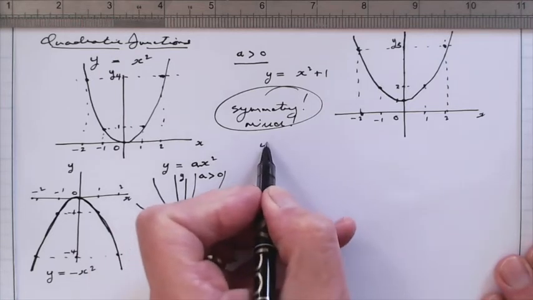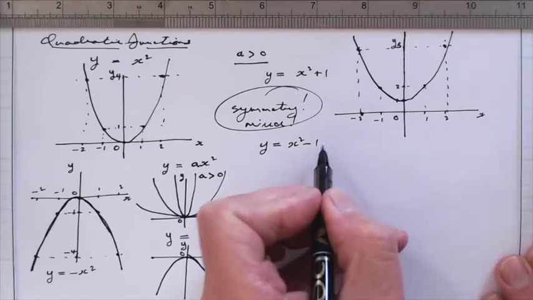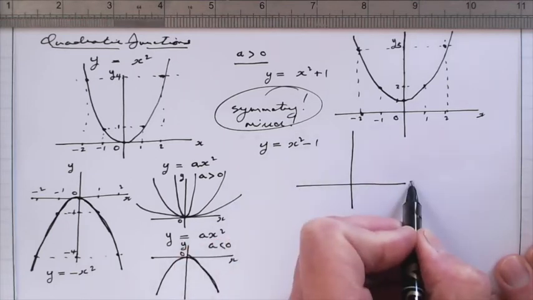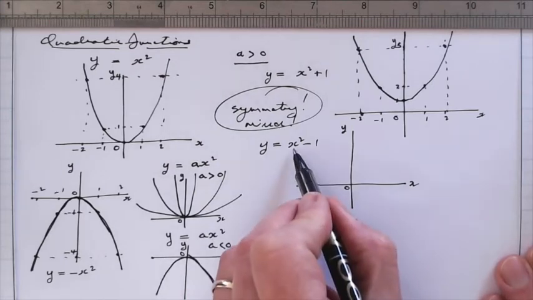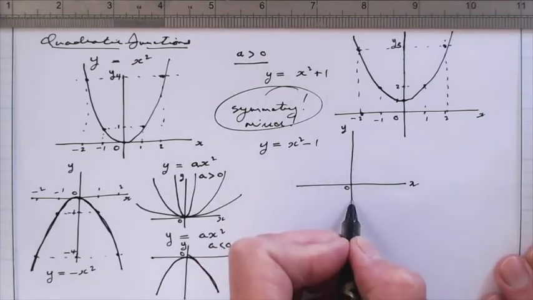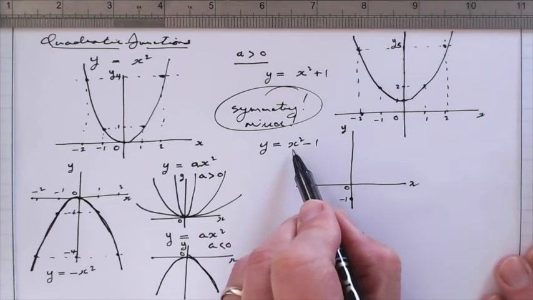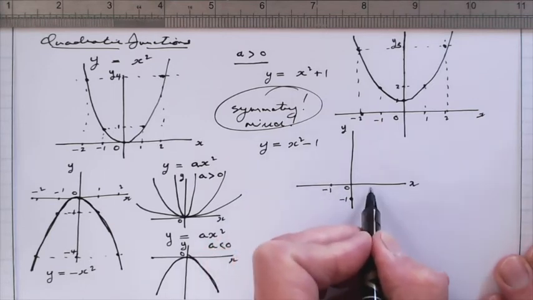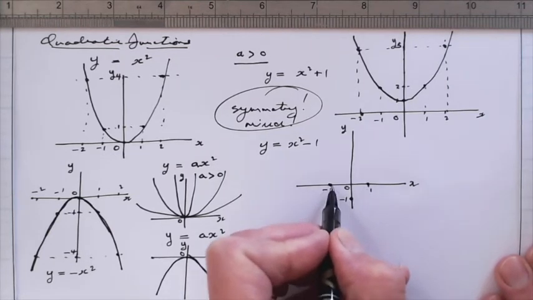Let me look at y equals x squared take away 1. Okay, let's see what happens with that. X and y, there's the origin. Now, if x equals 0, y is negative 1. So at x equals 0, y is negative 1, so the curve's going to pass through there. Now if x is plus or minus 1, x squared is 1, I'm then taking 1 away, y will be 0. So at x equals negative 1 or positive 1, I get that y is 0, so the curve's going to pass through those points.